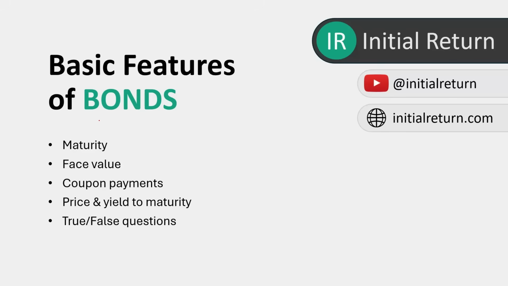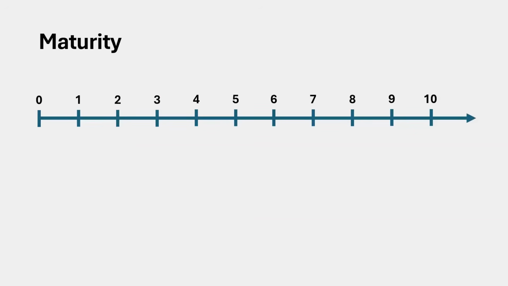Hi there. In this tutorial, we'll be learning about the basic features of bonds. Specifically, we'll be talking about maturity, face value, coupon payments, bond prices, and yield to maturity. And at the end, there will be some true and false questions for you to test your learning as well. So let's begin with the maturity.